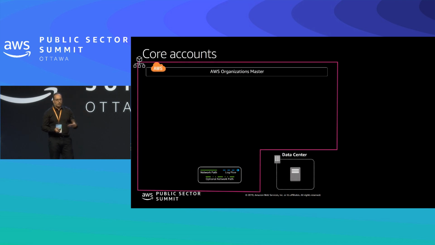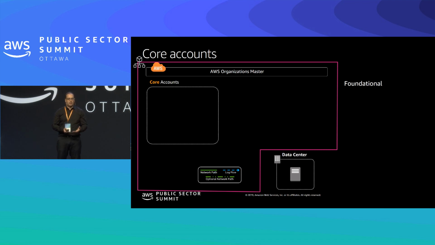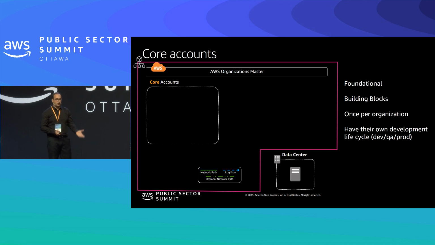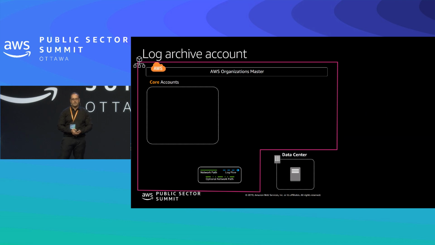So let's talk a little about the core accounts and what those are. We'll have foundational blocks, we have building blocks. There would be only one per organization, and they could each have their own development lifecycle. So you could have a development version, a QA, and production, much like we saw earlier in the story of Bob. If we talk about the log archive account, we'll add that to the picture.